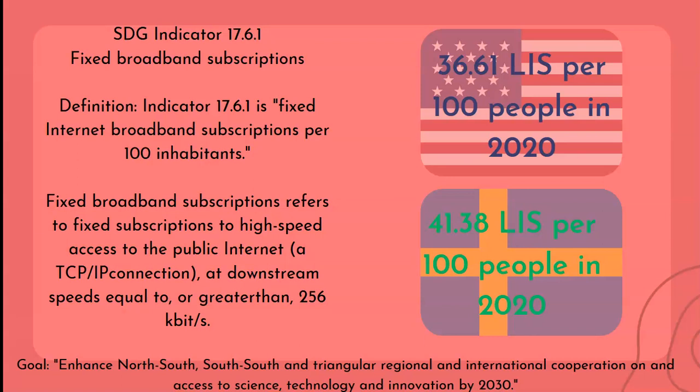So the goal is to have enhanced North-South, South-South and triangular regional and international cooperation on access to science, technology, and innovation by 2030. To do this, they want to look at fixed internet broadband subscriptions per 100 inhabitants, and just being able to get high-speed access to the internet. So the US actually isn't too far behind Sweden in this one, where they have 41.38 per 100 people in 2020.